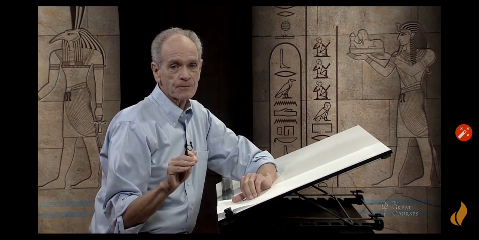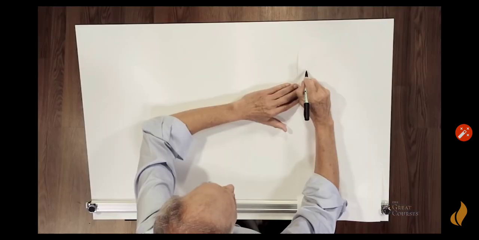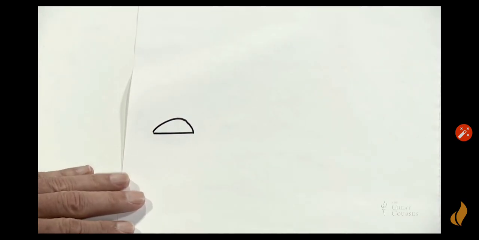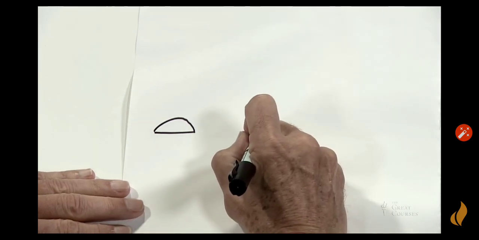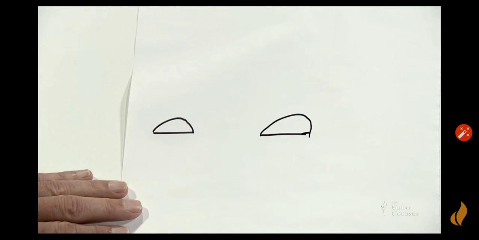T is real easy. It's just a semicircle. It's a loaf of bread. Start with the bottom, and just do the top, and that's your letter T. One more. That's your letter T.